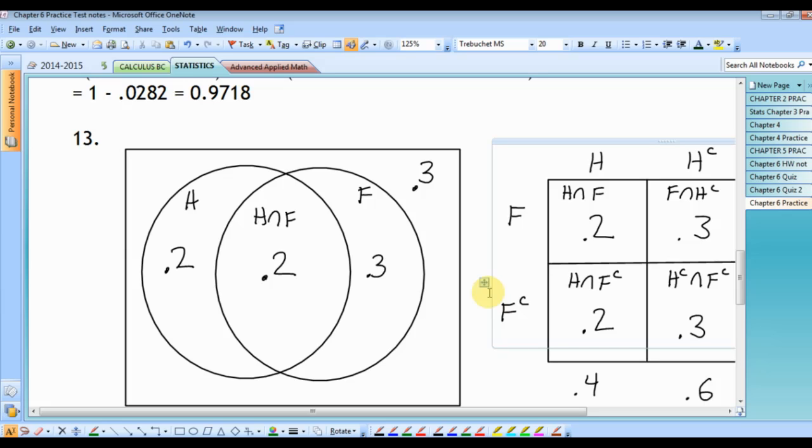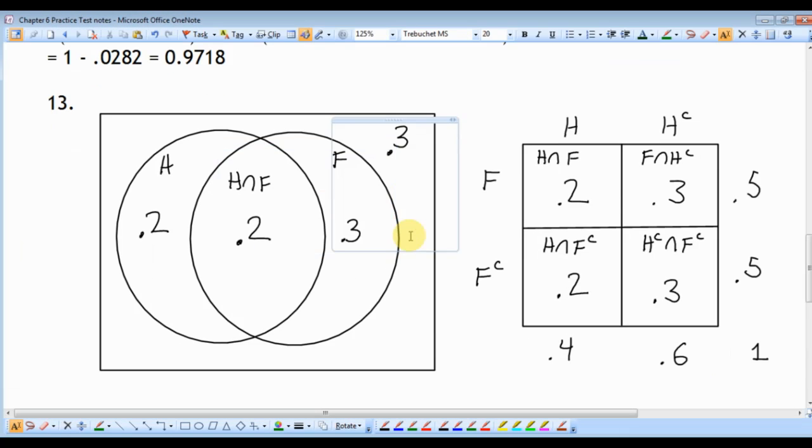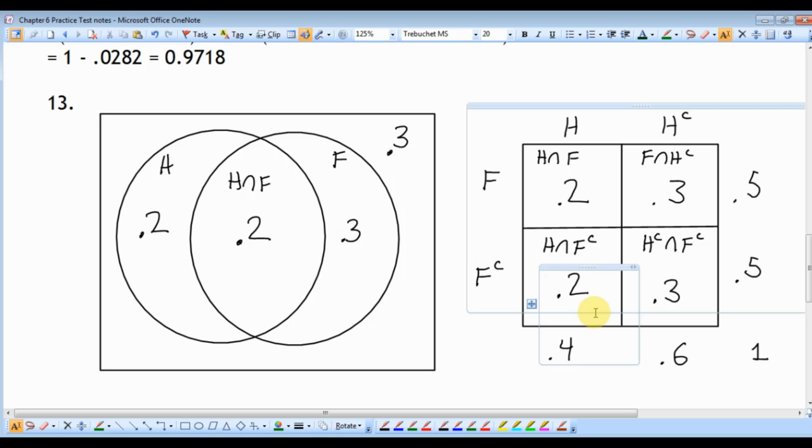So what I've done here is I've filled out two Venn diagrams. The first one that you see here is a traditional Venn diagram, which you're certainly welcome to use, but I don't particularly think that it's as helpful as a modified Venn diagram or the probability chart.